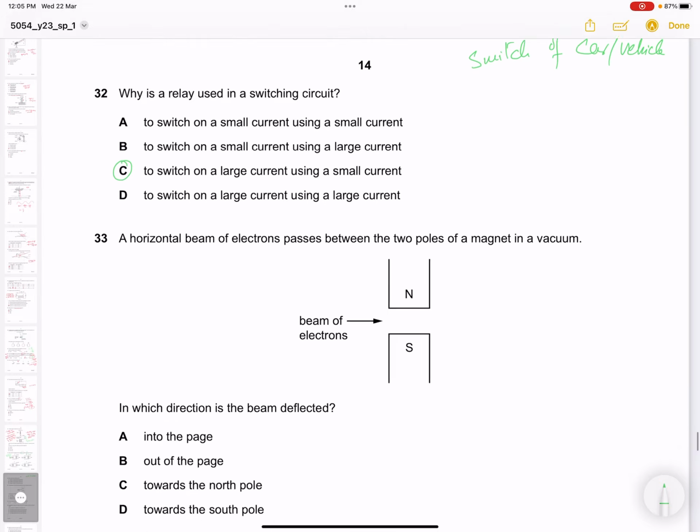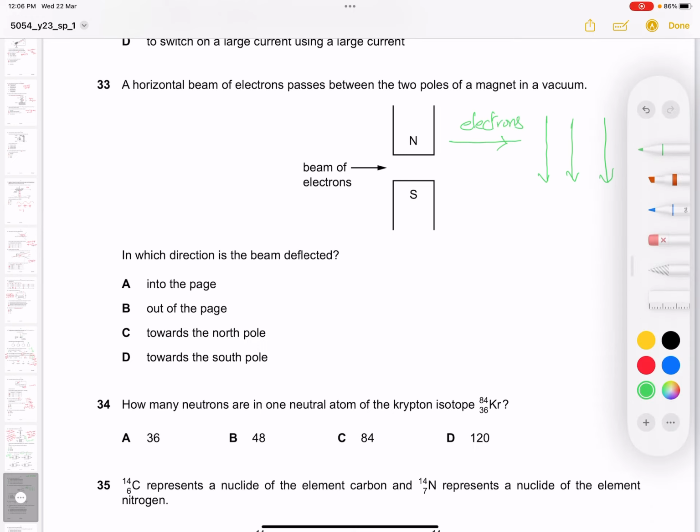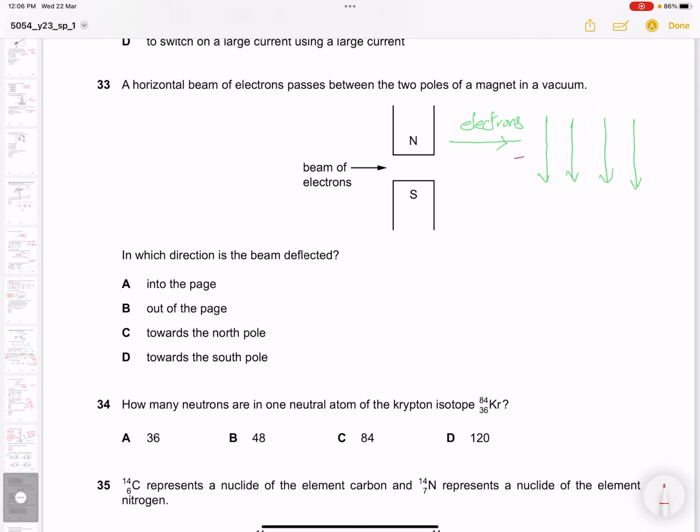Next question. A horizontal beam of electrons passes between the two poles of a magnet in vacuum. In which direction is the beam deflected? So the direction of magnetic field is north to south, like this. Electrons are moving in this direction. So we know that the flow of electrons is opposite to that of current. So it means the flow of current will be taken in this direction, current direction.